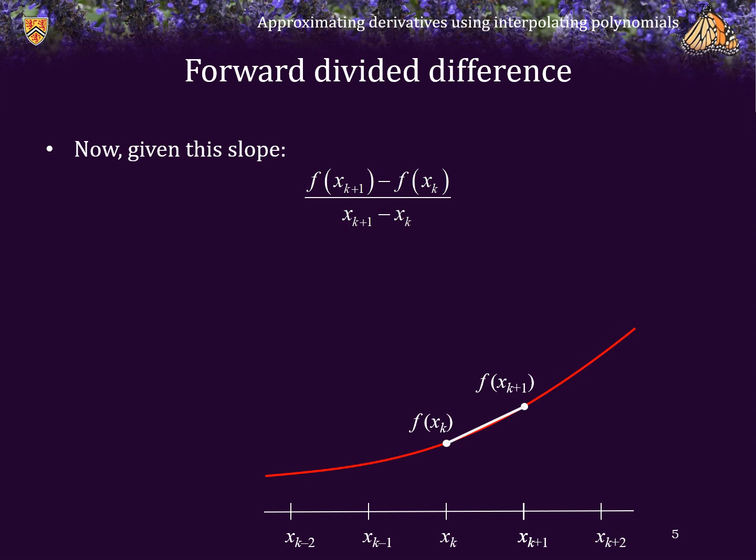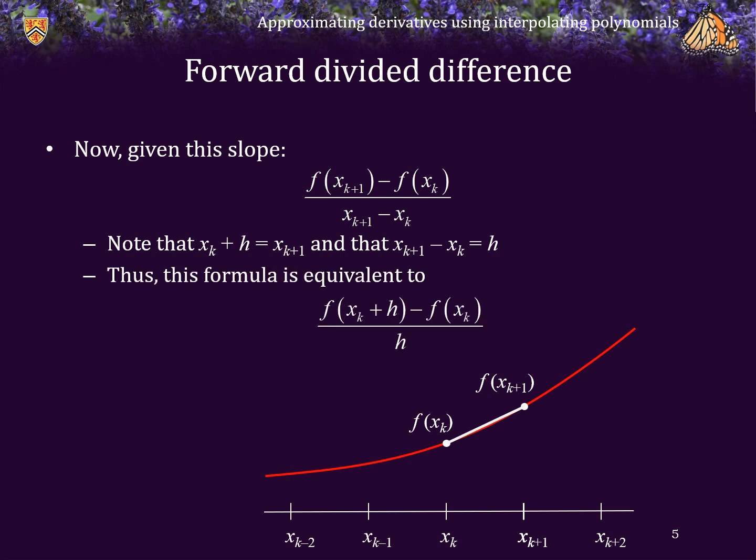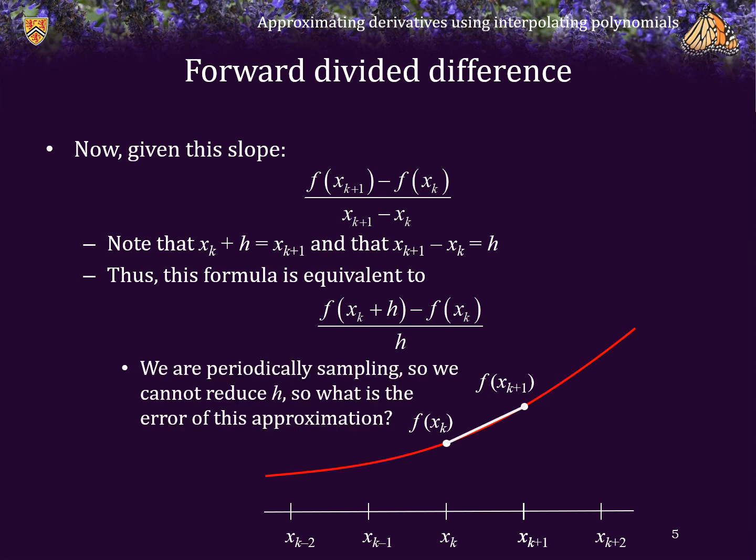All right, so given this expression of the slope, we note that x sub k plus h is equal to x sub k plus 1, and therefore the difference between these two x values is h. Thus, the formula that we just deduced is equivalent to the formula you saw in first year, and the derivative is the limit as h approaches 0 in this context. However, unfortunately, we're periodically sampling data, so we cannot reduce h, at least not by too much. So instead, we only have a finite approximation of the derivative.